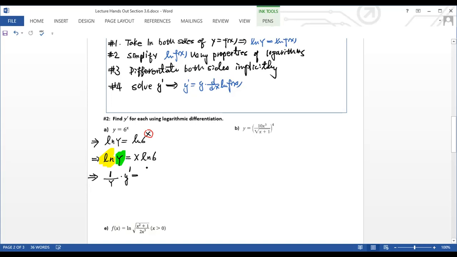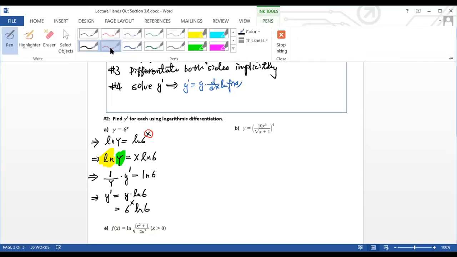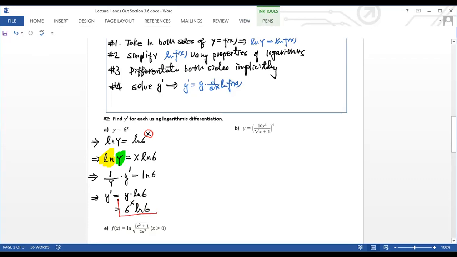Then the same thing here. So this is x natural log 6. You take the derivative of x. So what you have left is natural log 6. Now to solve for y prime, because you want to solve for y prime, y prime is just what? y times natural log 6. Right? You just multiply y on both sides. Now what is y here? y is 6 to the x, so y prime is 6 to the x times natural log 6 here. Right? So that matches the formula we talked about in our previous lectures, right?